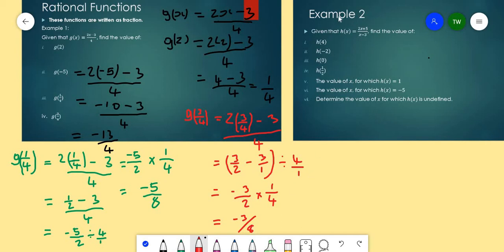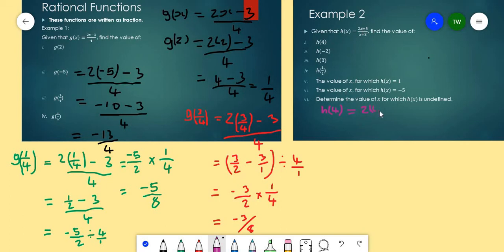Now, example 2, given that h of x is equal to 2x plus 5 all divided by x minus 3, find the value of h of 4. So we know we want to find the value of h of 4. So therefore, h of 4 is going to equal 2. Instead of writing back x, we're going to replace x with 4.